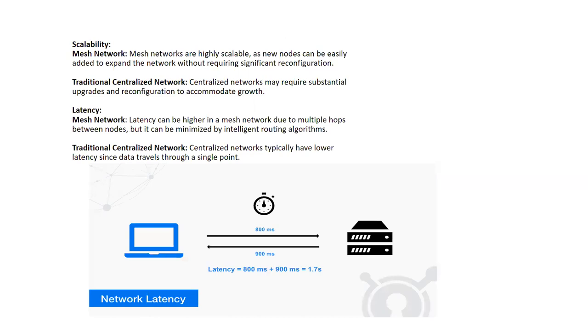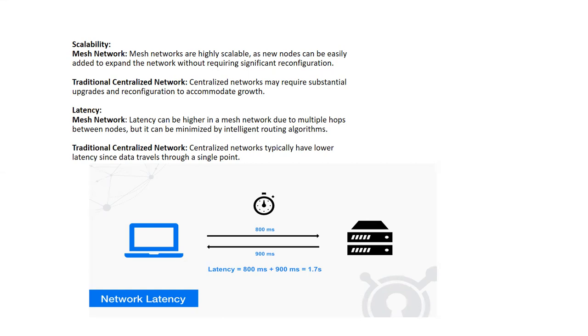So when we go to scalability, mesh networks are highly scalable, as new nodes can be easily added to expand the network without requiring significant reconfiguration. Whereas traditional centralized network may require substantial updates and reconfiguration to accommodate the growth.